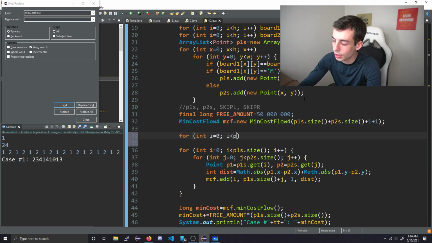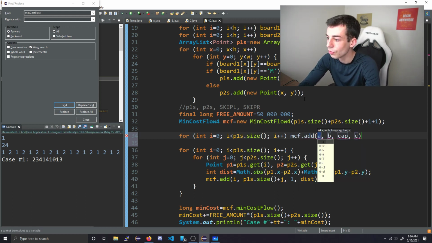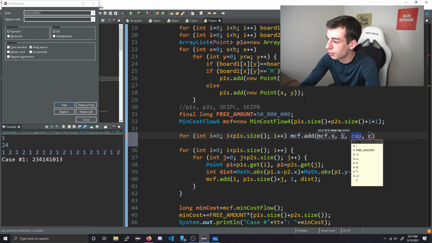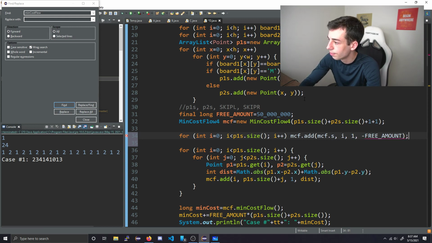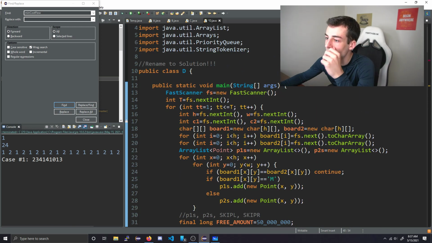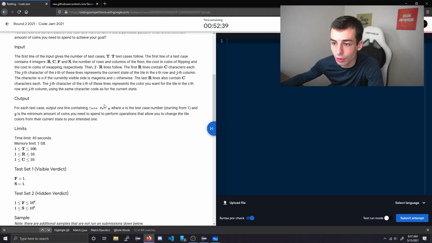Okay. i equals 0, i less than p1's dot size plus p2's dot size. Oh, yeah. Plus mcf dot add. Go from mcf dot source to i. The capacity is 1. The cost is -3 amount. Yep, okay. This times cost 1 or cost 2?